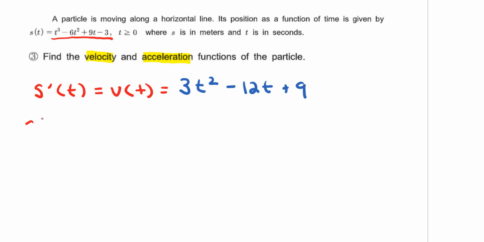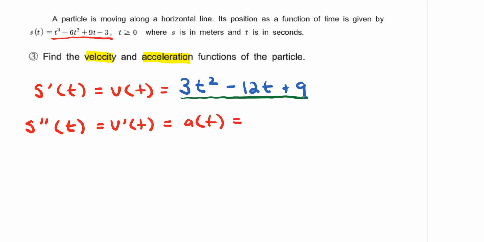If I want to find my acceleration function, that's just the second derivative of your position function. So this would be a of t. Actually, let me write a little more here. Sometimes you can also write v prime of t, which equals a of t. Then you just take the derivative of this polynomial. Using the power rule again, this will be 6t minus 12. So those are my velocity and acceleration functions.